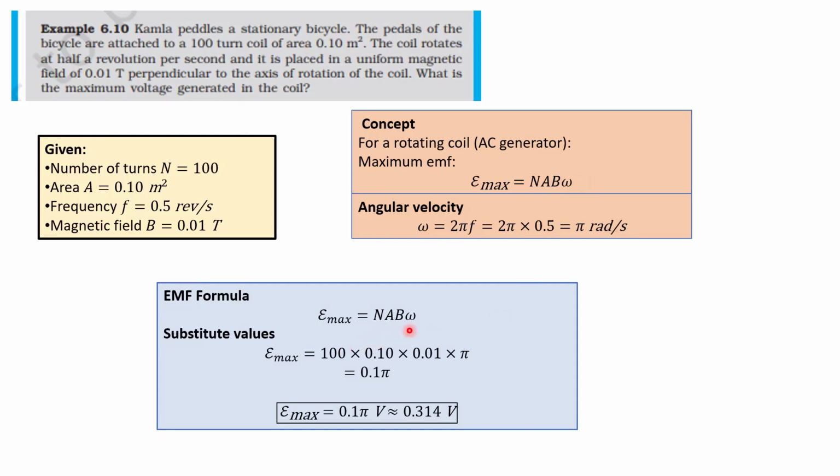E max equal to NAB omega. Omega value is pi. So if you simplify, you are getting 0.1 pi or nearly 0.314 volt.